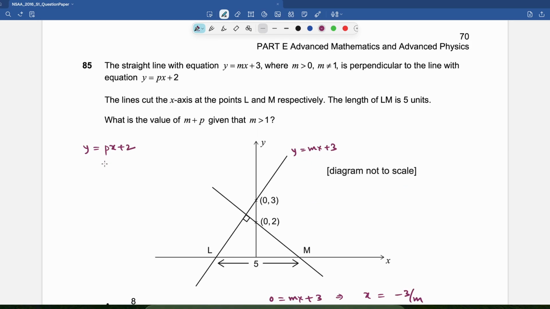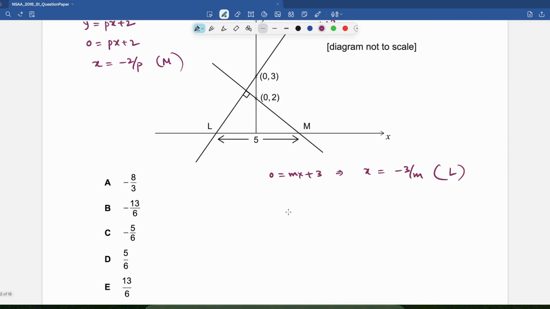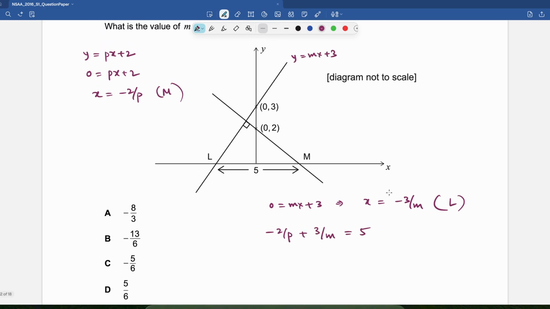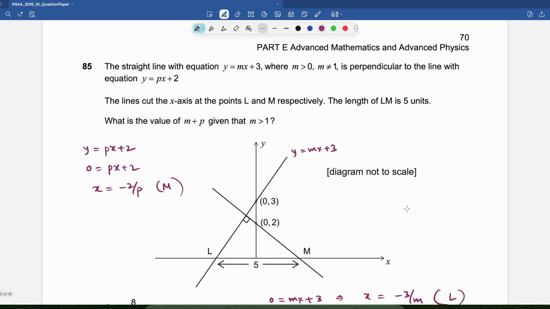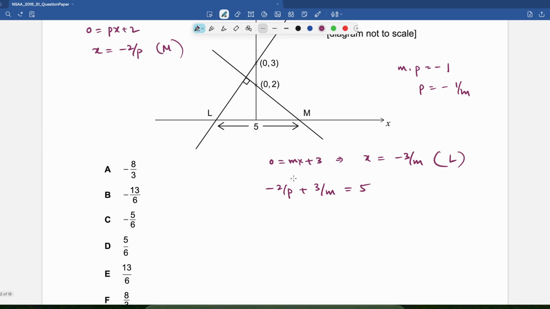y is equal to px plus 2. That means 0 is equal to px plus 2. That means x is equal to minus 2 upon p. And this one is point L. So M minus L should be 5. Minus 2 by p minus of minus 3 by m, which is like plus 3 by m, is equal to 5. Also, these two lines are perpendicular, right? So their slopes multiply to be minus 1. m times p is equal to minus 1, or I can write p is equal to minus 1 by m. Same thing. So I'll use this.